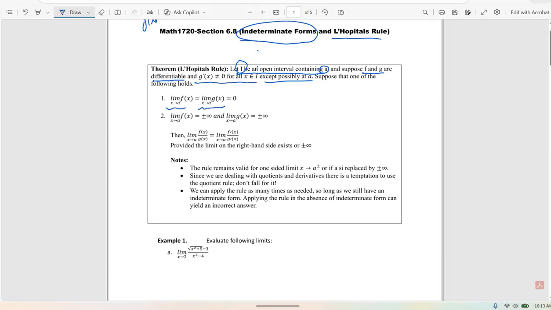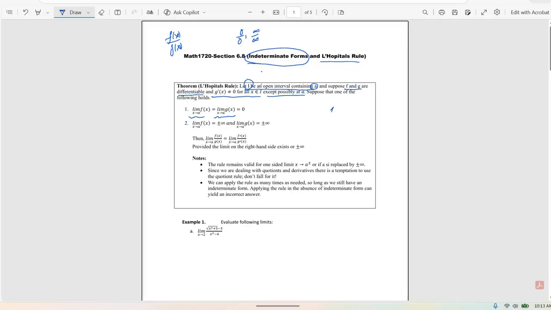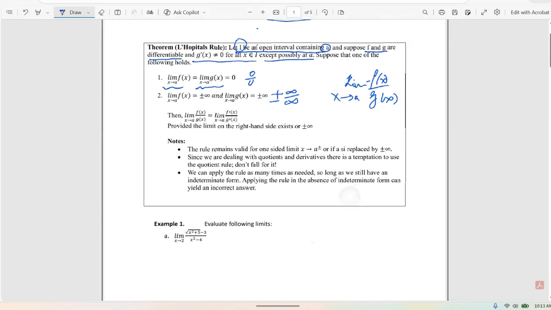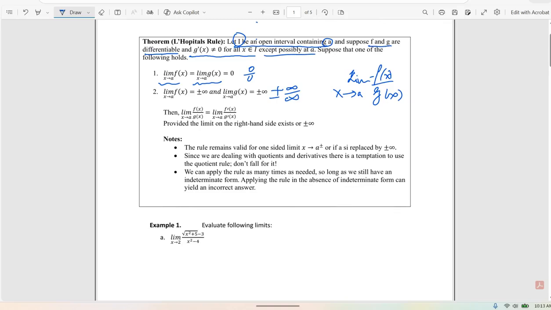Remember, we are talking about a function f of x by g of x. If we are trying to find the limit as x approaches A, and both of these limits are approaching 0, that is the 0 by 0 form. Or if the numerator's limit is either infinity or negative infinity, and the denominator's limit is infinity or negative infinity, that's the infinity by infinity form, with plus or minus sign. Then this is the rule.